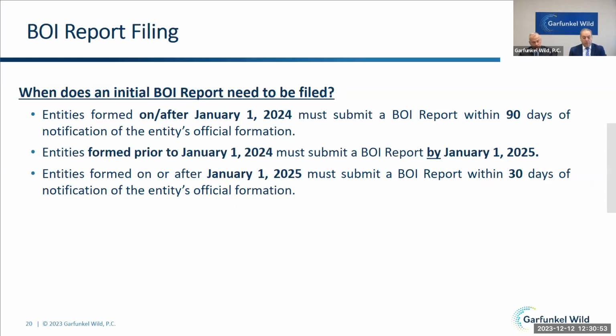Right. When does a BOI report need to be filed? So for companies that file on or after January 1st, they're required to submit a BOI report within 90 days of the initial formation. That was extended. It was originally 30 days, and they subsequently extended it to 90. And if you're formed prior to January 1st, 2024, you have to submit a BOI report by January 1st, 2025. Entities formed on or after January 1st, 2025 must submit a BOI report within 30 days of notification of the entity's official formation.